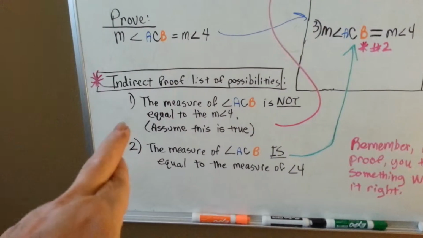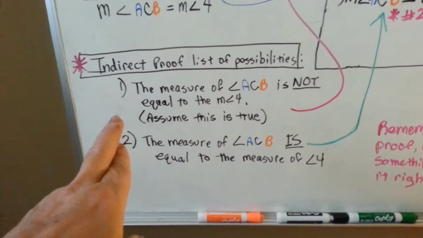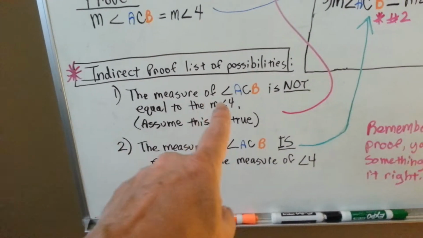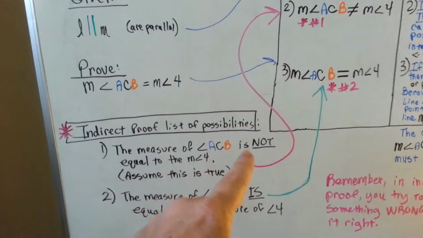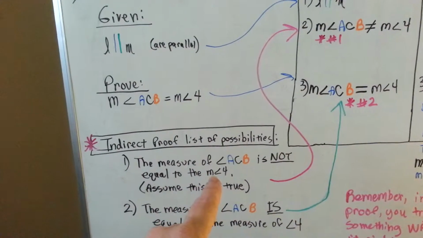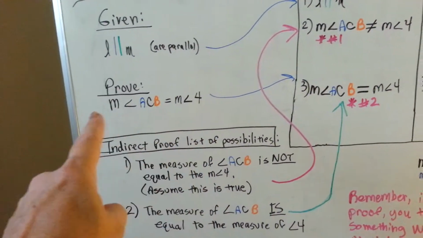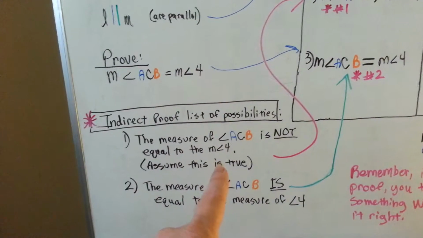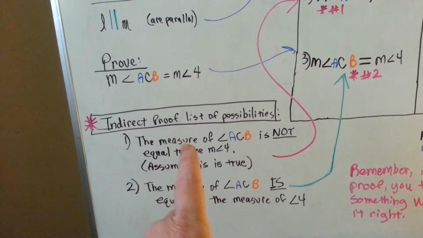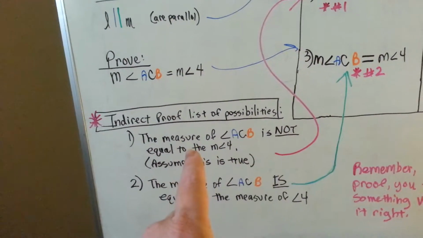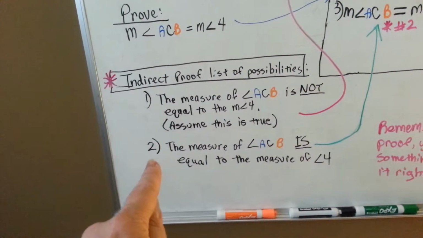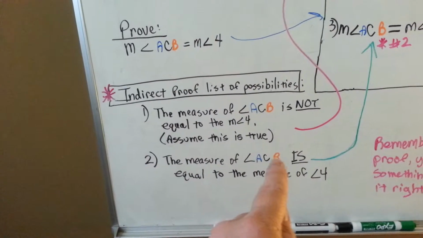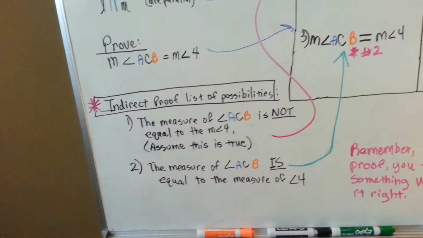Okay? So, here's our indirect proof list of possibilities. The measure of angle ACB, number 1 with the pink question mark, is not equal to the measure of 4. We're supposed to be trying to prove that it's true. We're going to prove it's not true. We're going to assume that it's not true. Our second indirect possibility is that the measure of ACB is equal to angle 4.